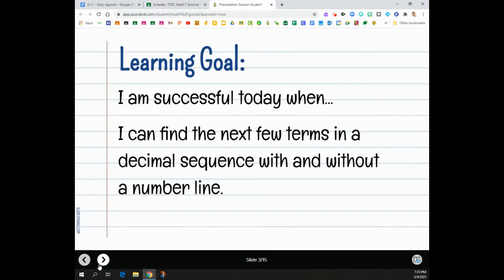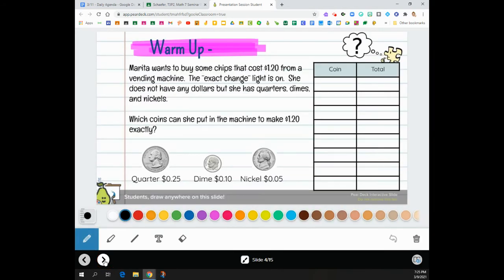So our learning goal is to be able to find the next few terms in a decimal sequence, and we're going to try and do it with and without a number line. Here's our warm-up. So we have Marita, who wants to buy some chips that cost $1.20 from a vending machine. But the exact change light is on. She doesn't have any dollars, but she does have quarters, dimes, and nickels. Which coins could she put into the machine to make the $1.20 exactly?